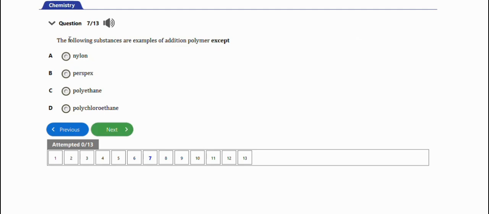The next subject question will be here. It says, the following substances are examples of addition polymer except. So nylon is the right answer. Nylon is an example of a condensation polymer, not an addition polymer.